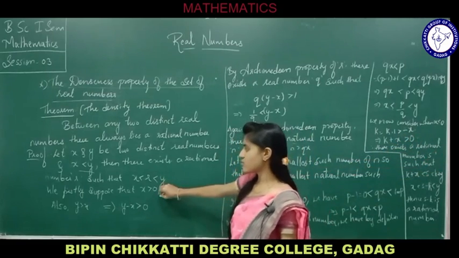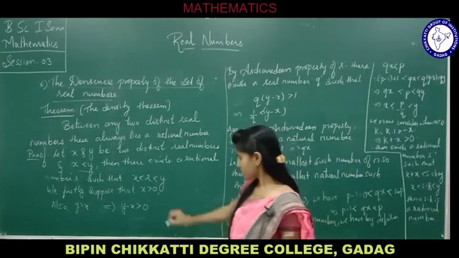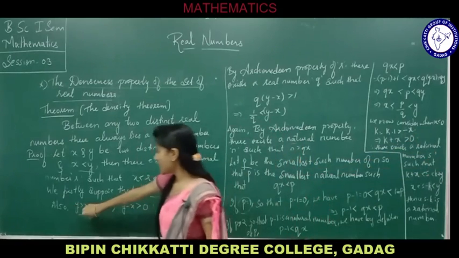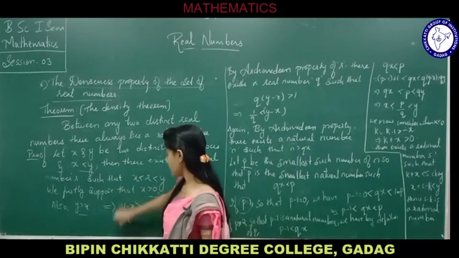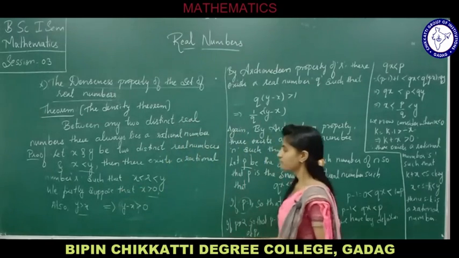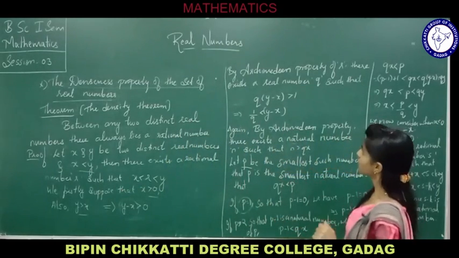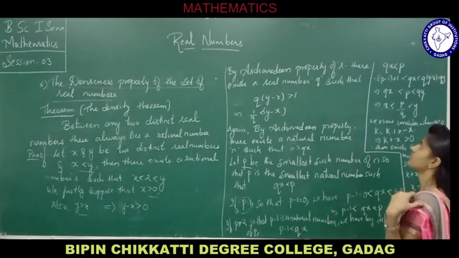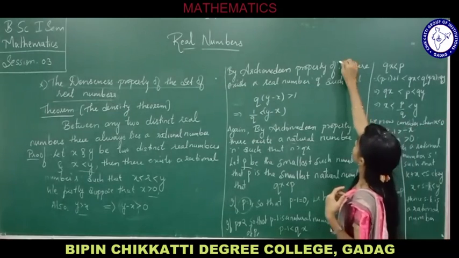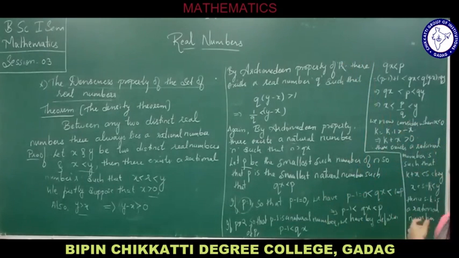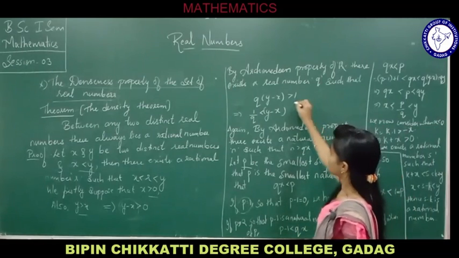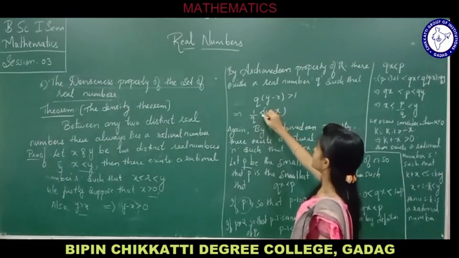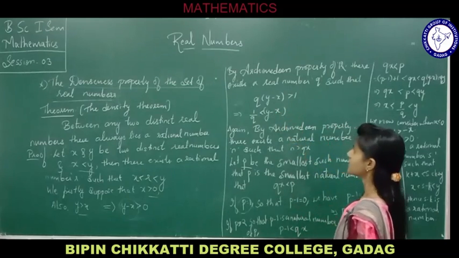For X greater than 0, what did we do? We said X is greater than 0 and Y is greater than X. Then Y minus X is obviously greater than 0. If Y minus X is greater than 0, we applied the Archimedean property of R, that there exists a real number Q such that Q into Y minus X is greater than 1. This implies 1 by Q is less than Y minus X.